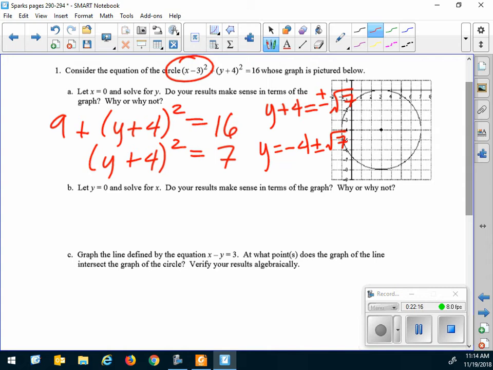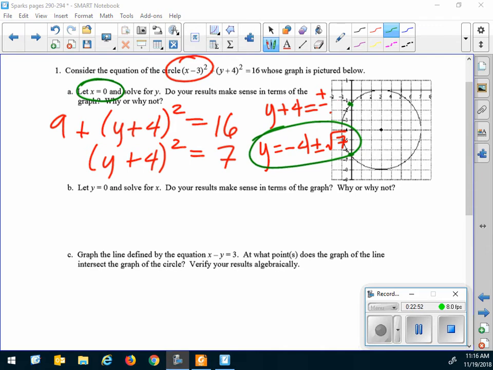Do your results make sense in terms of the graph? Well, I don't know. What have we just figured out? If x is 0, y is this. What did we just figure out? The y-intercepts. We just figured out the y-intercepts. Now, the question is, does that make sense in terms of this picture? You got your calculator, right?